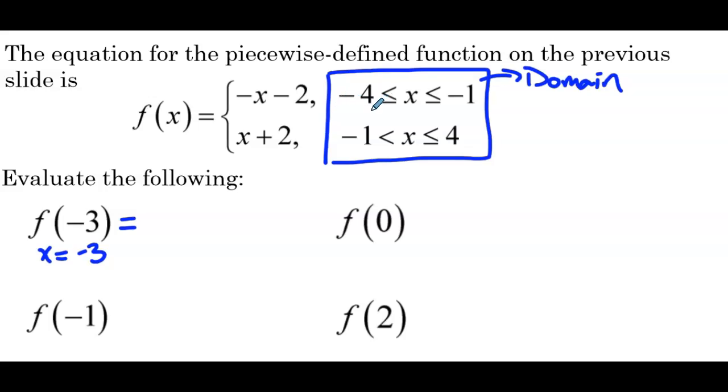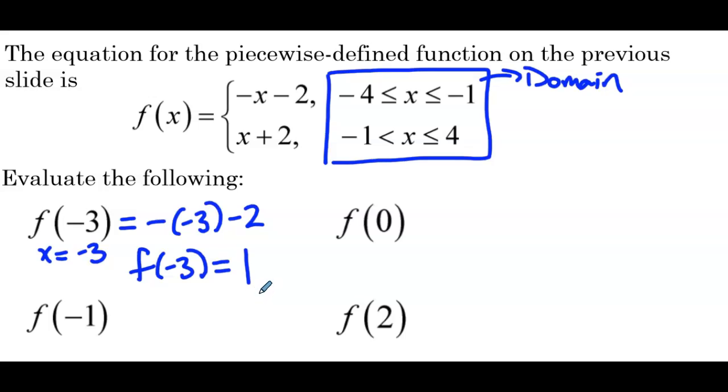So that means that we're going to plug our input into this piece of the function, into negative x minus 2. So by doing that, we're going to substitute negative 3 in for x. So we have negative 3 minus 2. So that means f of negative 3. So negative 1 times negative 3 is positive 3, minus 2 is positive 1. So if we input negative 3, the output's positive 1.